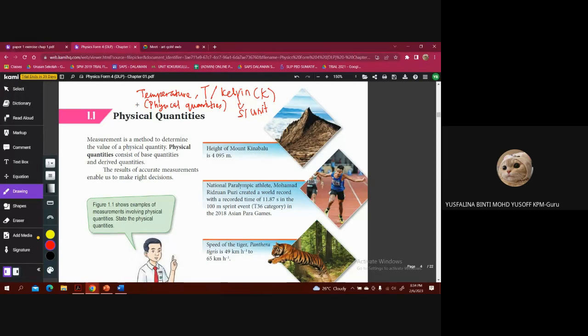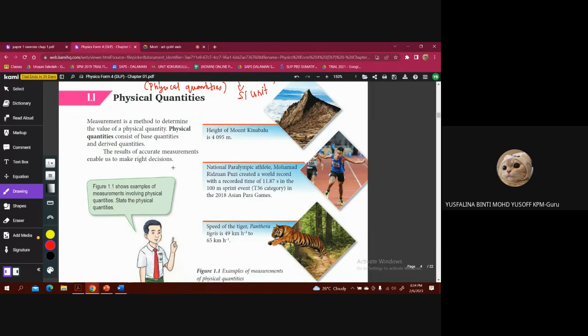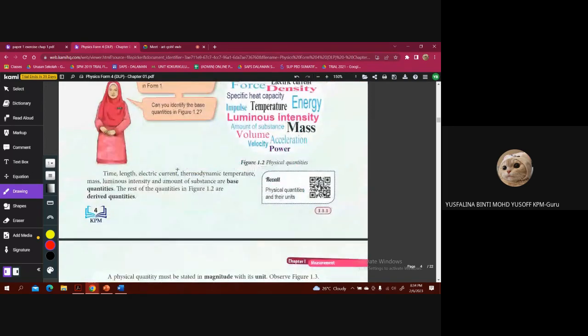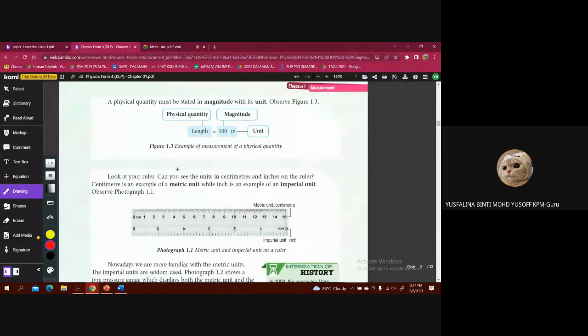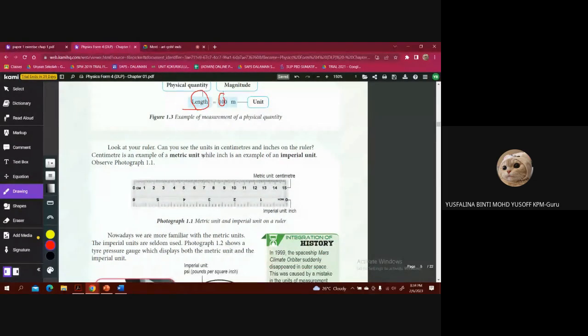Then for the other parts, I will just go through them. You already learned this during Form One, for the basic quantities. The physical quantity must have a magnitude. Magnitude is the number, the unit, and of course the physical quantity, what it measures. You can see the unit in centimeters on your ruler. Centimeter is an example of a metric unit, but inch is an imperial unit.